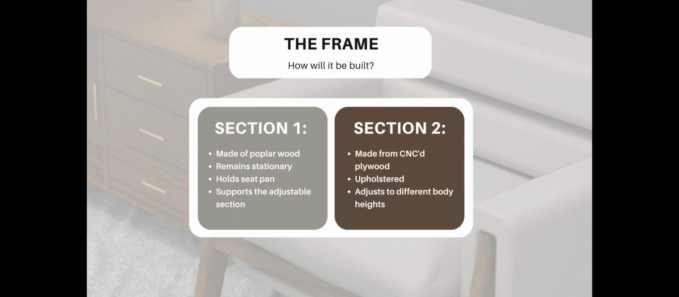So once my mechanics were nailed down, I started thinking about how I was going to build this frame, because again, the main challenge here was that the seat pan had to remain stationary and the rest of the chair would adjust around the user. This isn't easy. So I realized that I needed to build it in two sections. The first section would be made of poplar hardwood in order to be a very sturdy base. It would remain stationary and hold that seat pan in place. It would also support the adjustable section. The second section would be an upholstered section made from CNC'd plywood, and it would be the part that would adjust to the different body types.